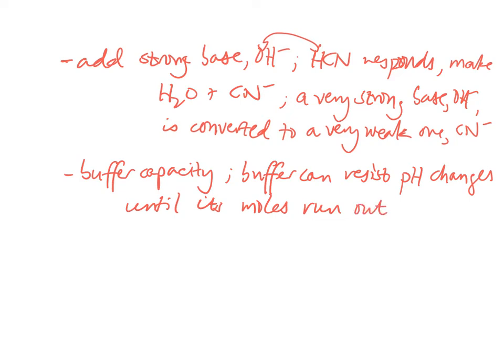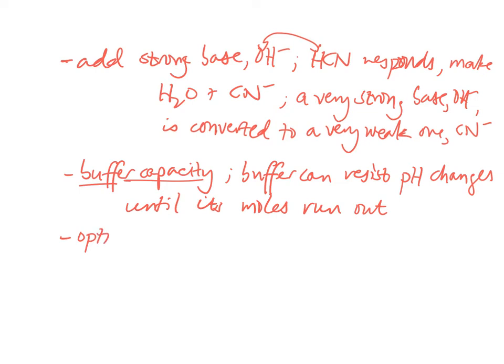So either the moles of the HCN or the CN minus in this particular case, but when one of those moles runs out, of course, it could no longer replace the strong acid or base with a weak one, and so at that point the buffer sort of is broken and no longer functions, and the pH will shoot upwards or downwards depending on what you've added. So there's sort of a limit to how much the buffer can do, which I think is probably pretty sensible.